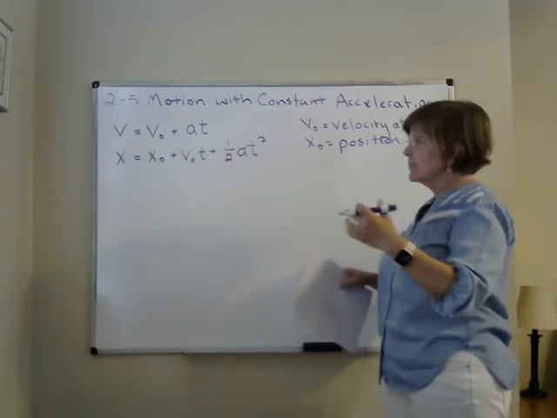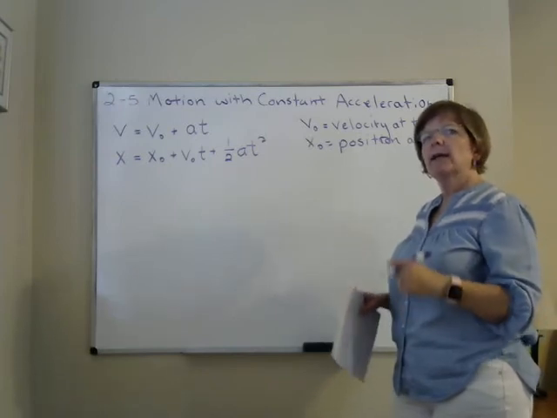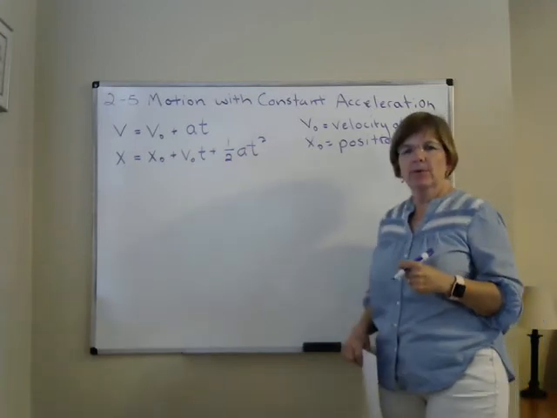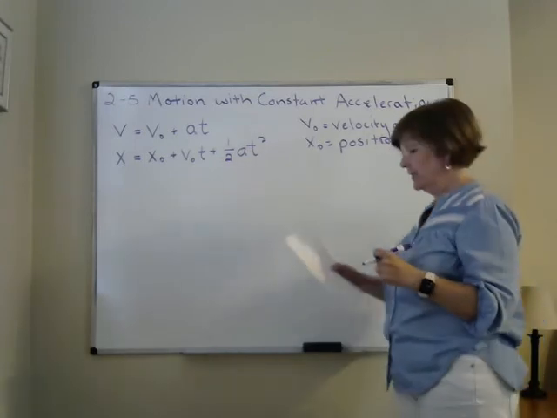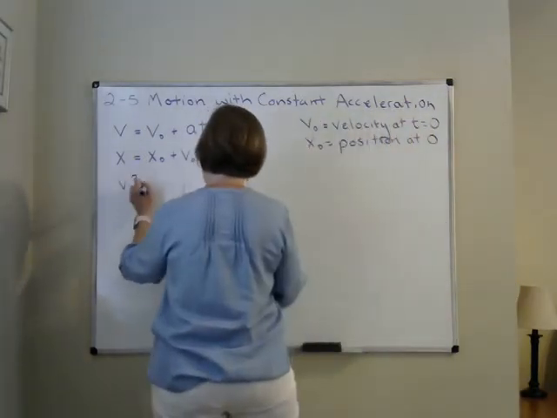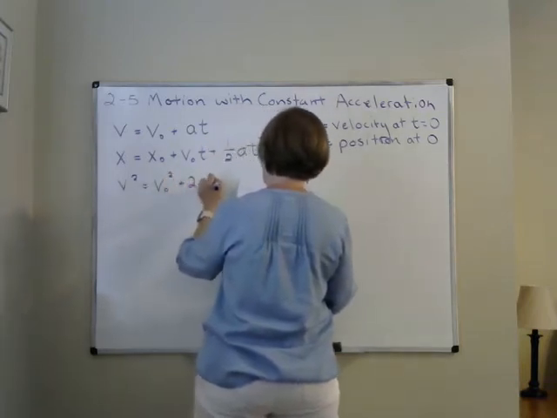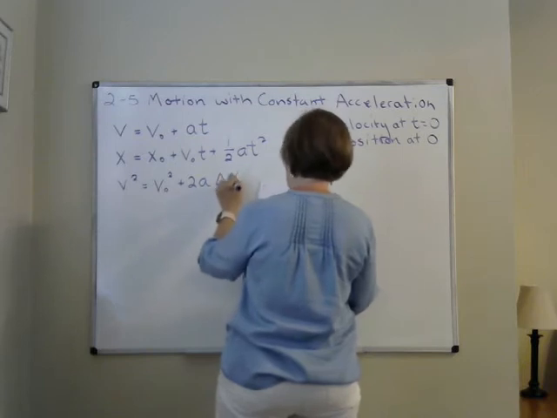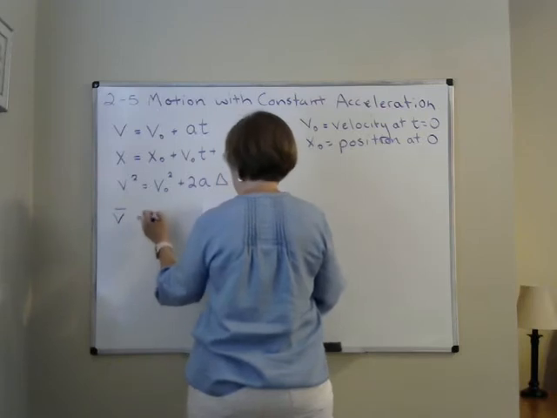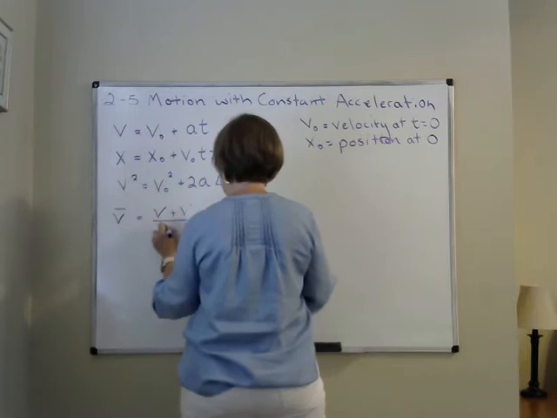If we do some manipulation with those, we can come up with some others that are also helpful. Really important though, these equations are only applicable for constant acceleration. These are constant acceleration formulas. We've got v squared equals v0 squared plus 2a delta x, and the average velocity is v plus v0 divided by 2.